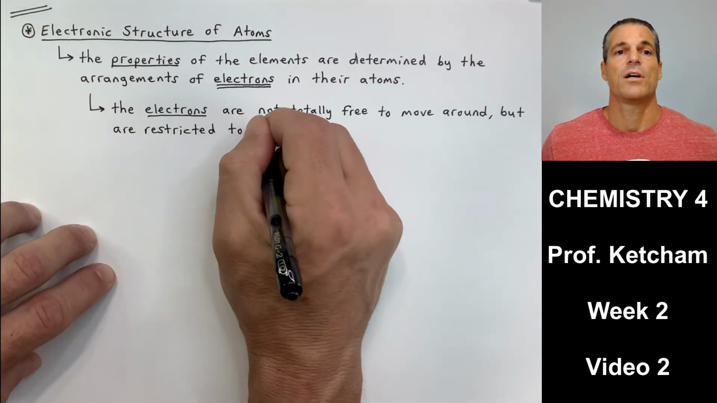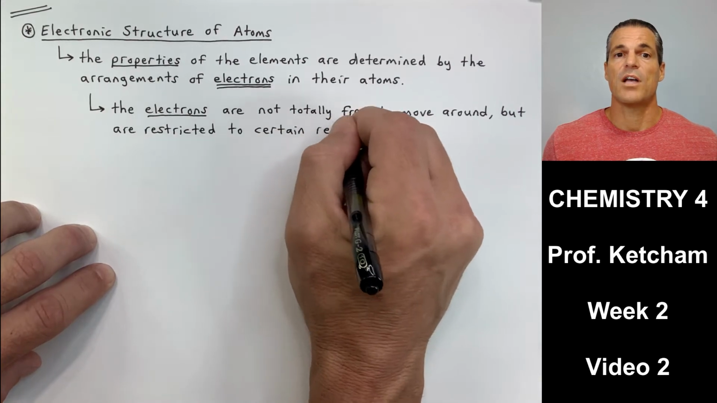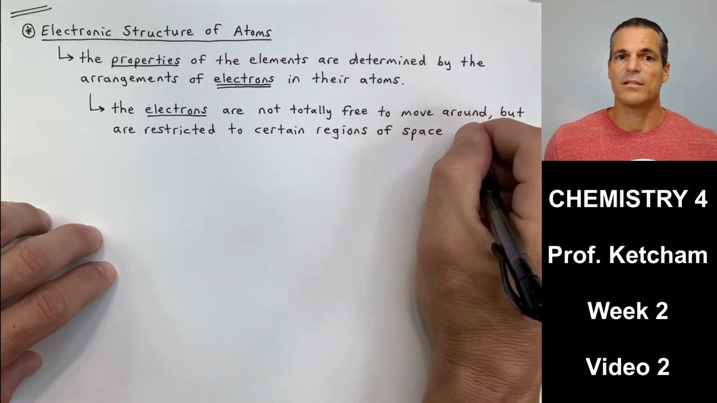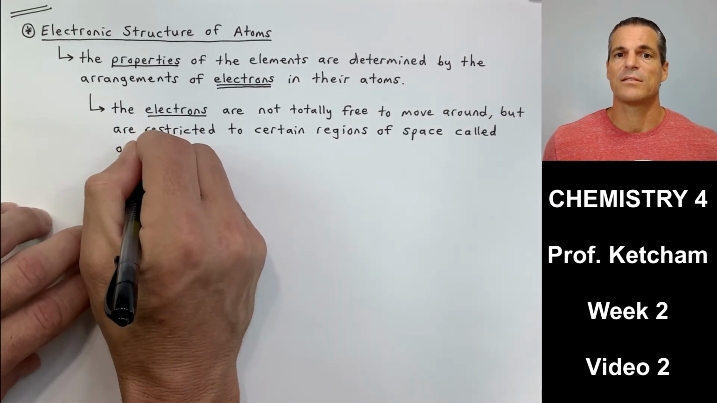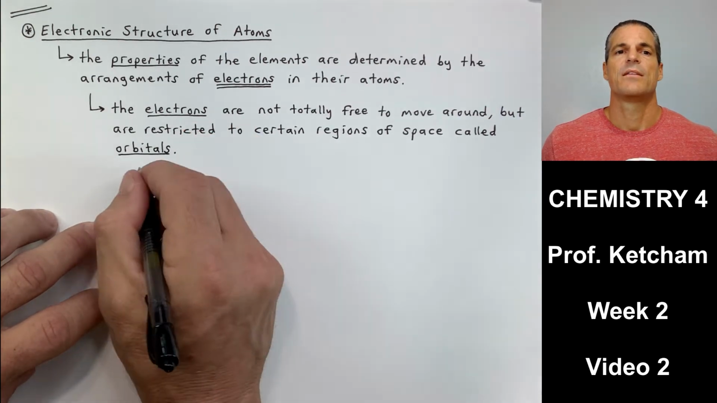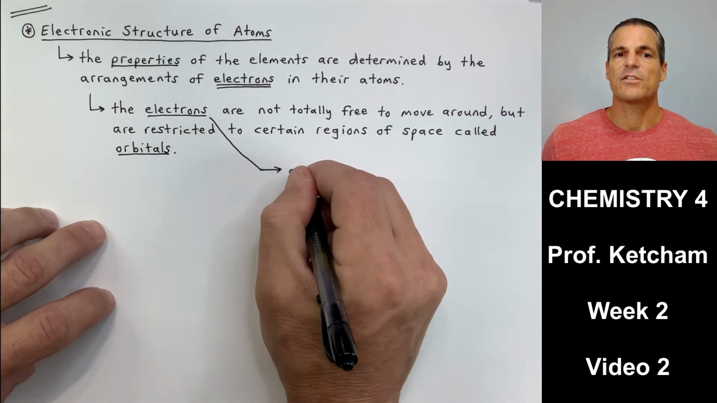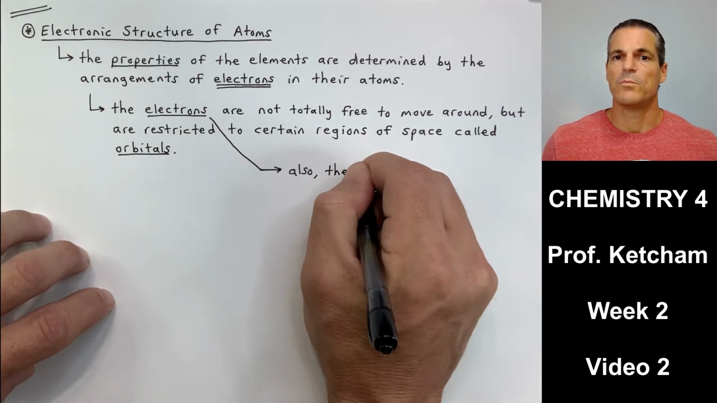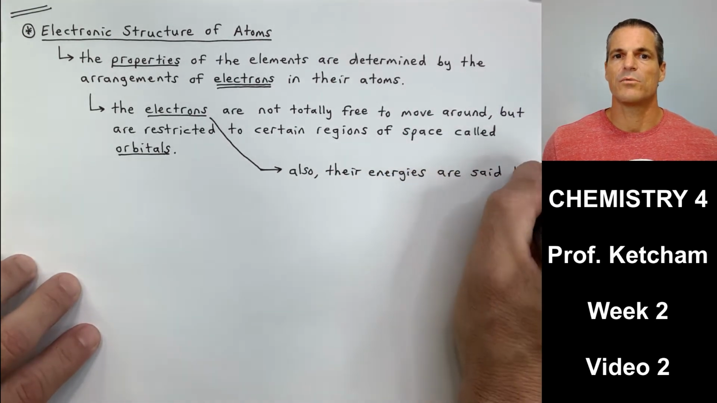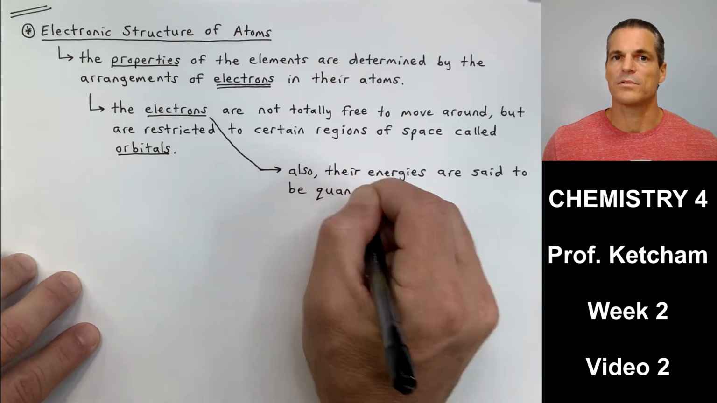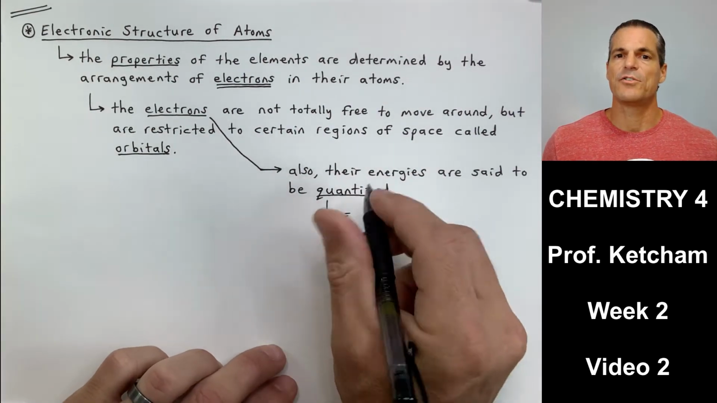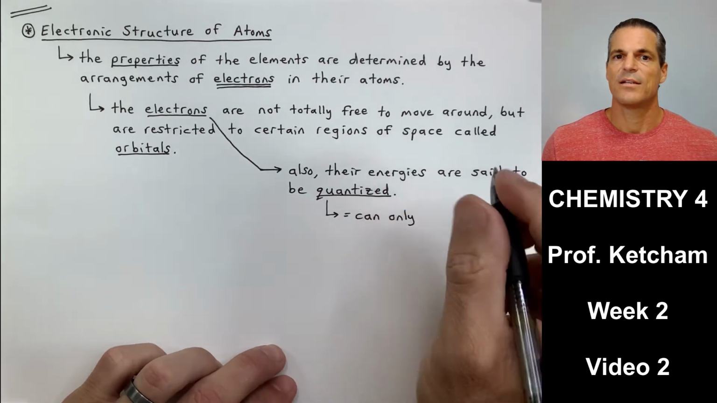but the electrons determine how the atom is going to react. The electrons are not totally free to move around at will, but instead they're restricted to certain regions of space called orbitals. We'll talk more about this in a second. Also, the electrons' energies are said to be quantized.